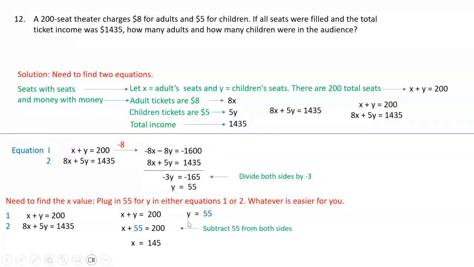But what are we looking for? They're looking for how many adults and how many children are in the audience. Since x represents adults, it's 145 adults and 55 children. This is the answer that you're looking for.